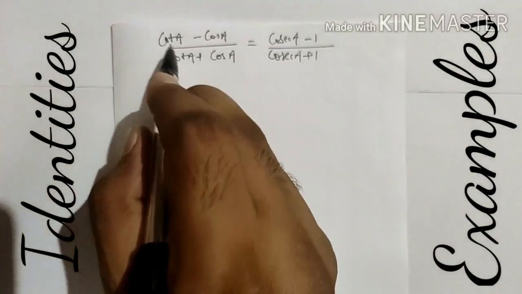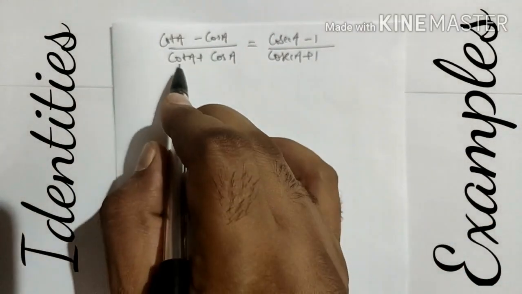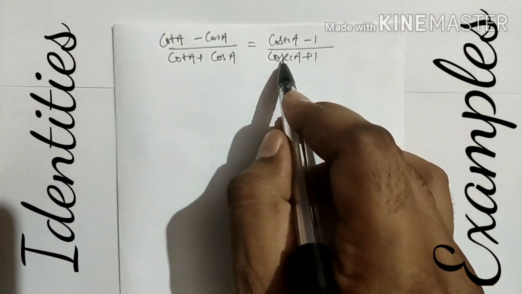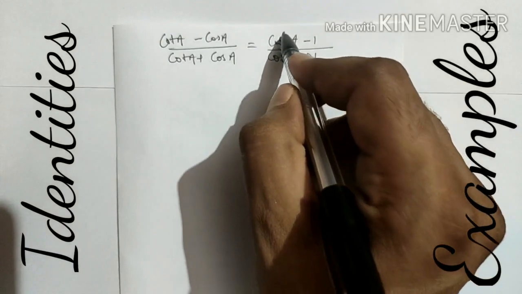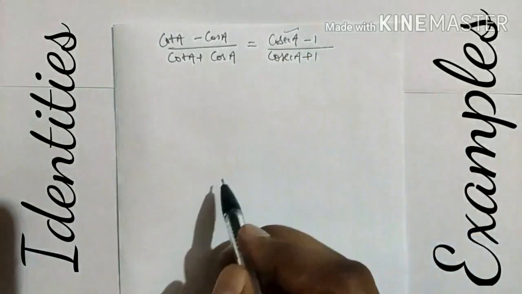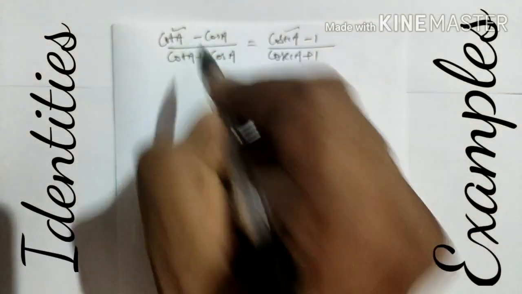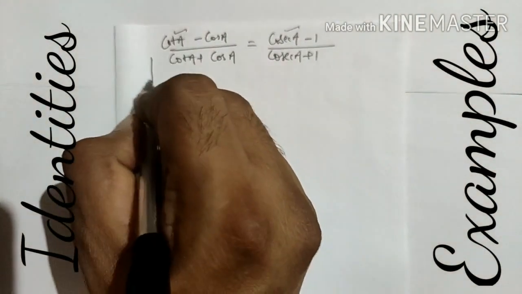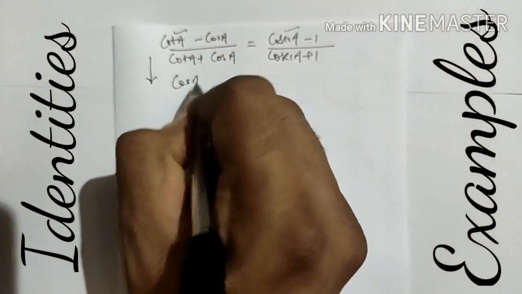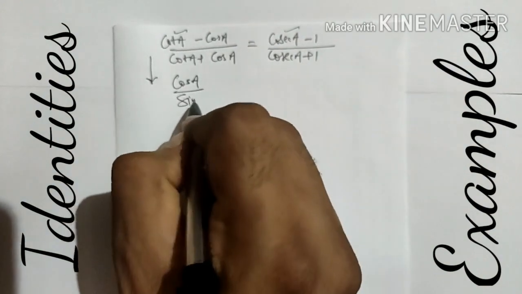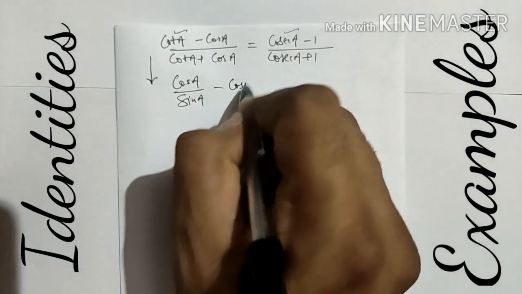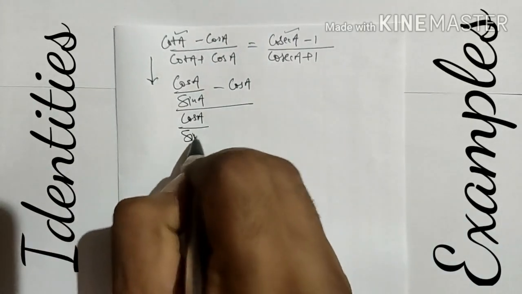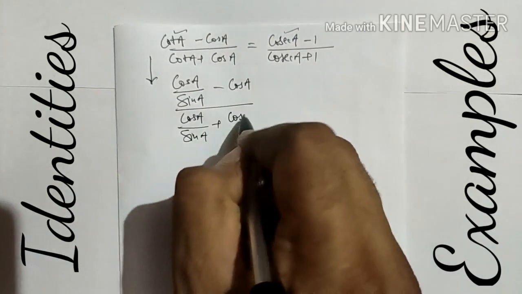Now the statement is given: cotangent A minus cos A divided by cotangent A plus cos A. We have to prove cosecant A minus 1 divided by cosecant A plus 1. If we see right hand side, cosecant is a reciprocal of sine and cotangent also contains reciprocal of sine in it. So we are doing from left hand side. Cotangent can be written as cos by sine minus cos A divided by cos A by sine A plus cos A.